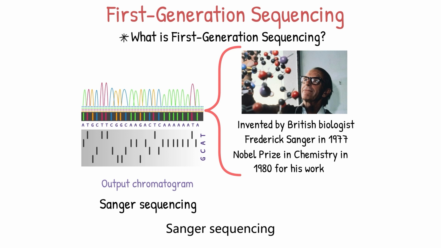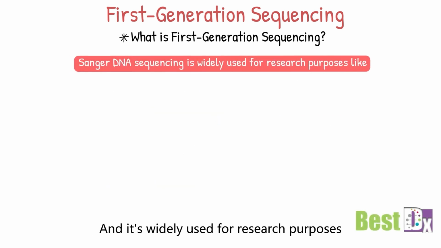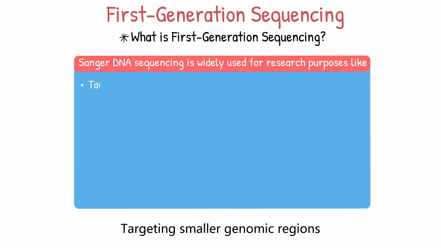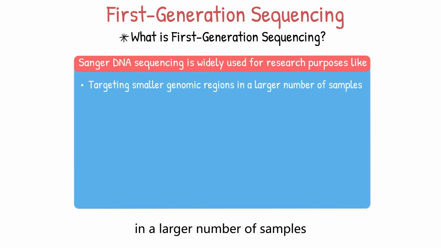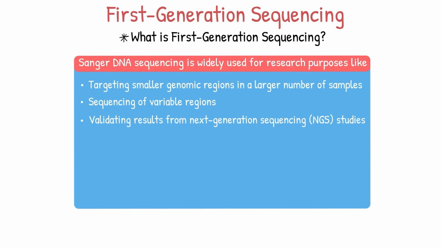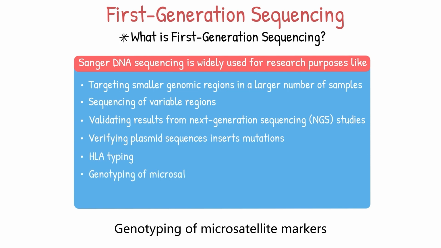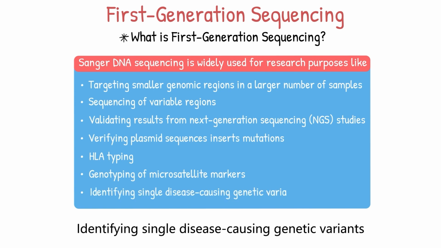Sanger sequencing laid the foundation for modern genetics research and is widely used for research purposes like targeting smaller genomic regions in larger number of samples, sequencing of variable regions, validating results from next-generation sequencing, or NGS studies, verifying plasmid sequences, inserts, mutations, HLA typing, genotyping of microsatellite markers, and identifying single disease-causing genetic variants.